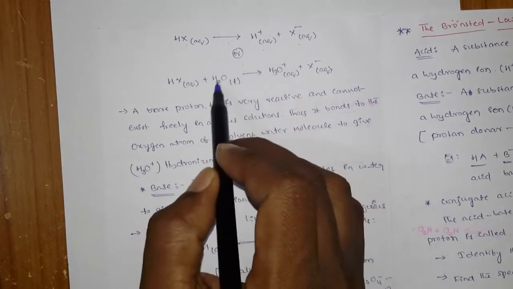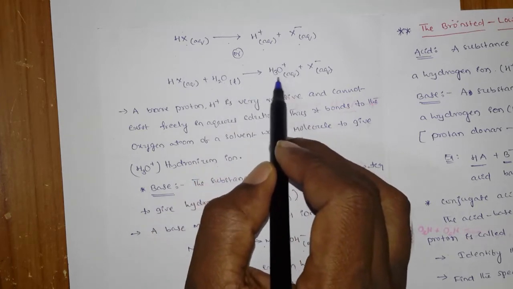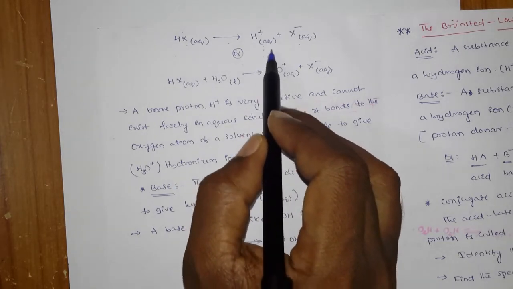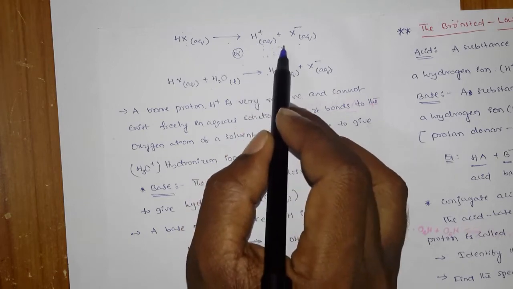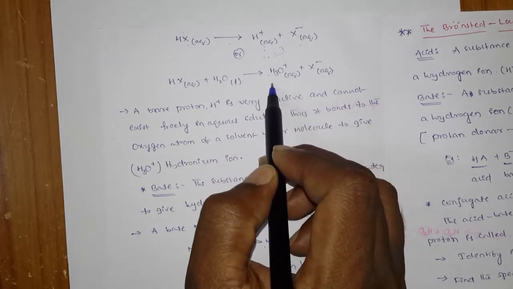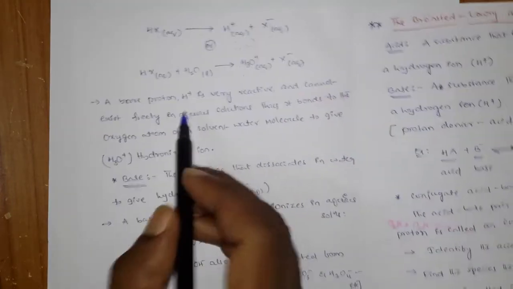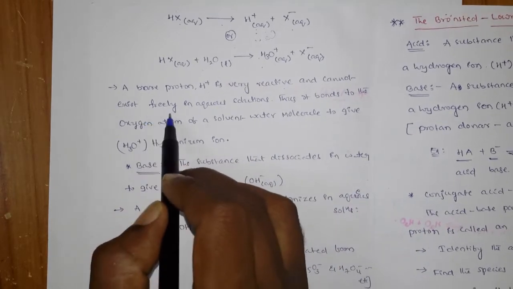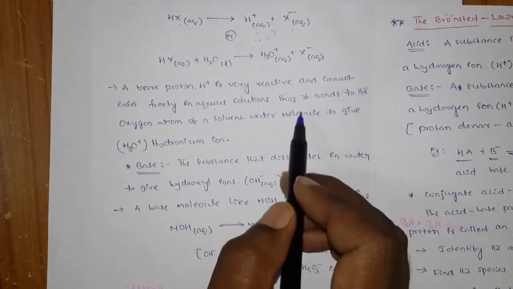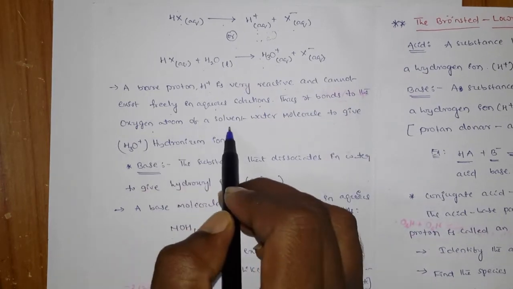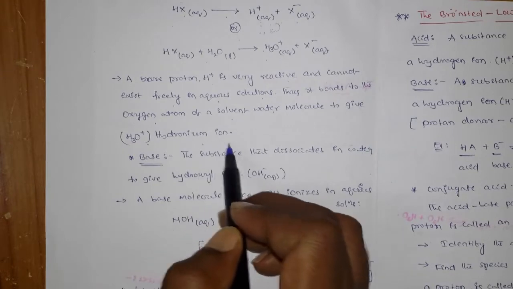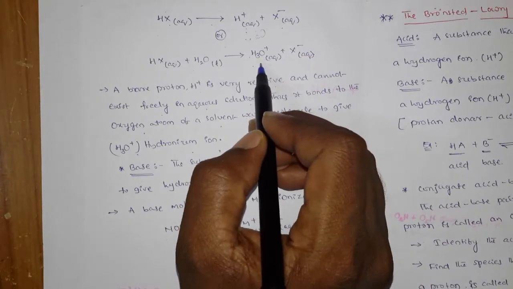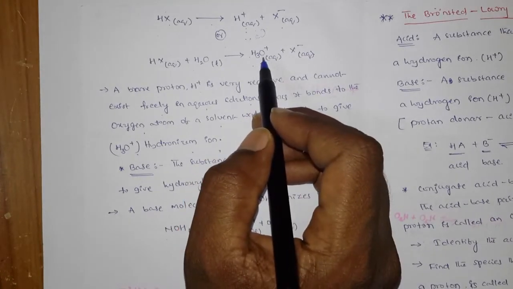Okay, so immediately it reacts with the water and converts into hydronium ions. If you want, you can also write it directly. So these H+ ions combine with H2O and give H3O+, the hydronium ion. A bare proton, H+, is very reactive and cannot exist freely in aqueous solution, so it bonds to the oxygen atom of a solvent water molecule to give the hydronium ion. So don't get confused when you write it like this also, it is nothing but H+ ions.